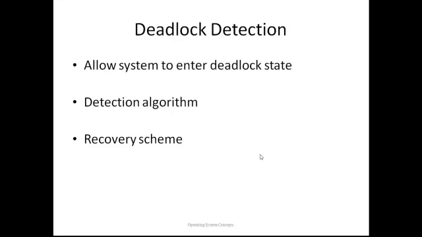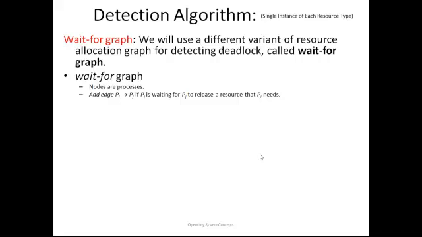Now how to do deadlock detection? To allow a system to enter deadlock state, we need a detection algorithm and a recovery scheme. We'll discuss these three in this section. So detection algorithms include the wait-for graph. We will use a variant of the resource allocation graph for detecting deadlock called the wait-for graph.